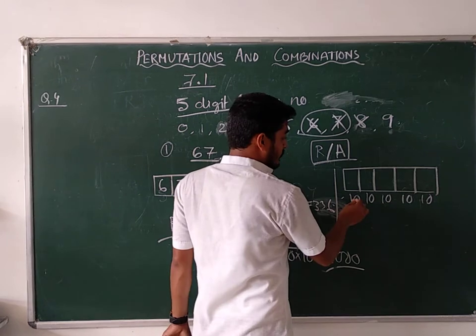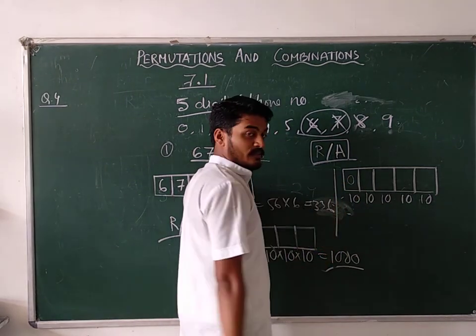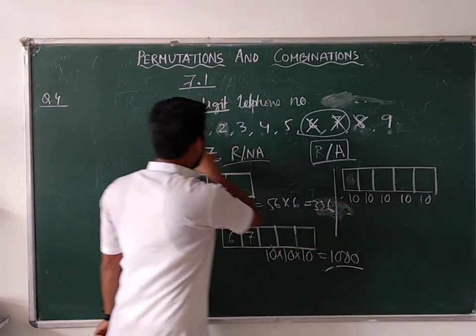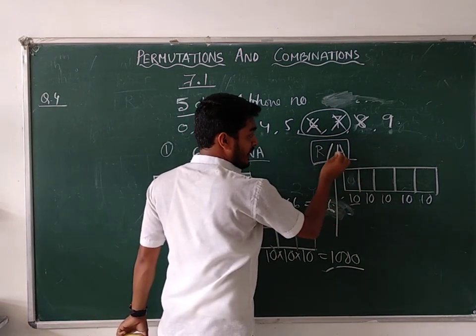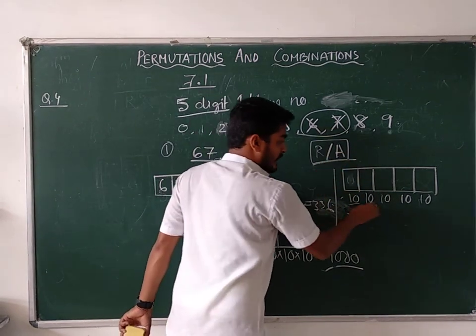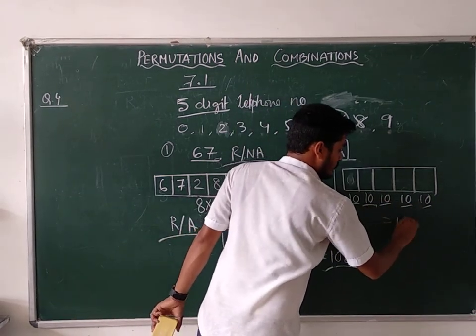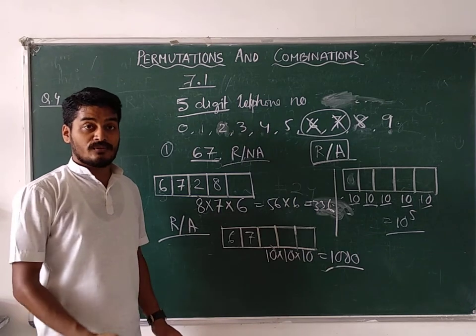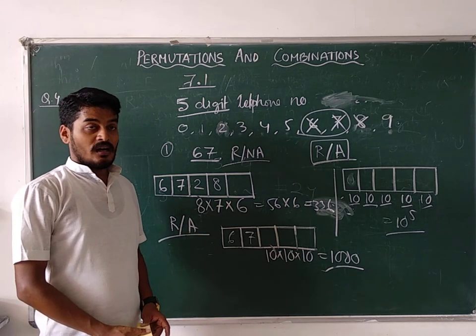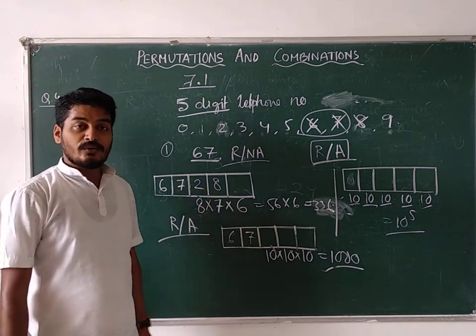Correct? So here 0 can be used in this place. That means how many possibilities are there? Any one of the 10 digits you can use. 10 possibilities. How many different? As repetition is allowed, 10, 10, 10, 10. So the answer is 10 to the power 5. This is the total number of telephone numbers that can be formed out of the 10 digits.